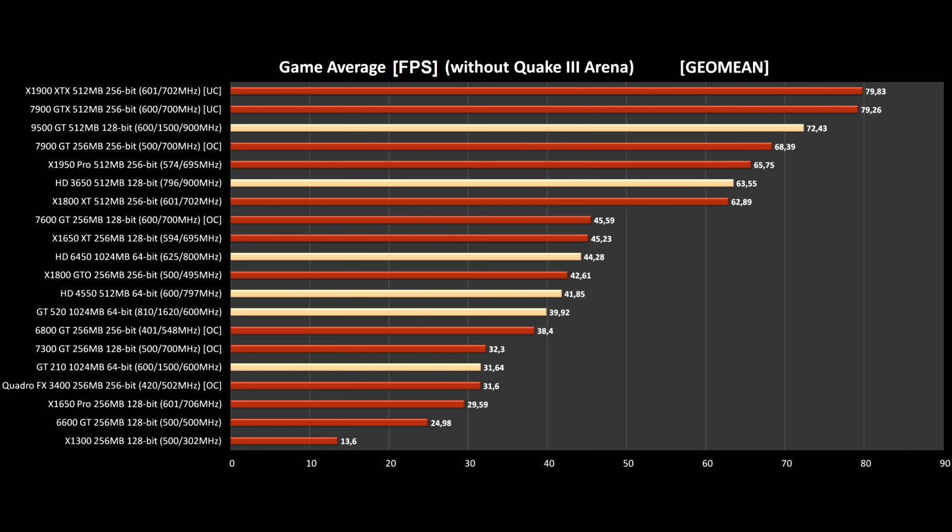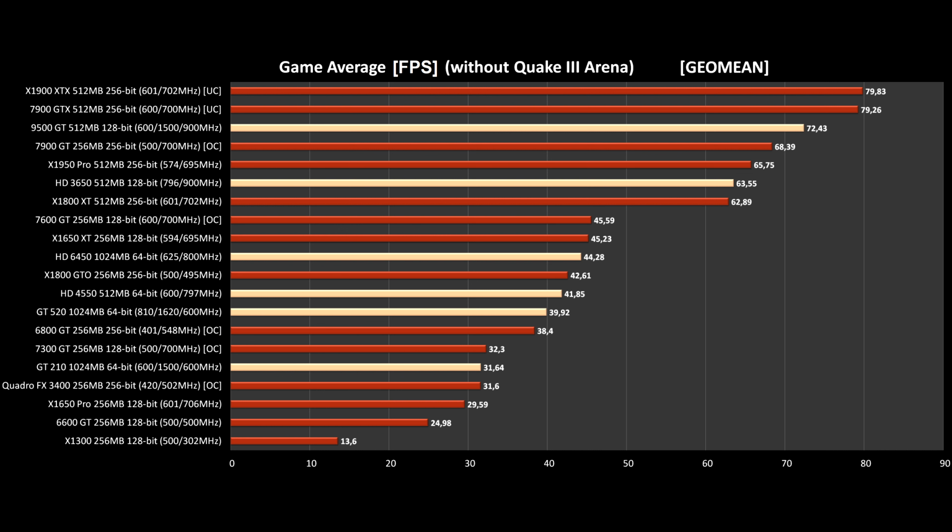Game average is, as mentioned, calculated based on the geometric mean of average FPS across 4 games and does not include Quake III results. We can clearly see the 3 performance groups created here. Slowest one, with performance of around 30 FPS and lower, contains cards like GT210, 7300 GT, Quadro FX 3400, 6600 GT, X1650 Pro, and X1300.